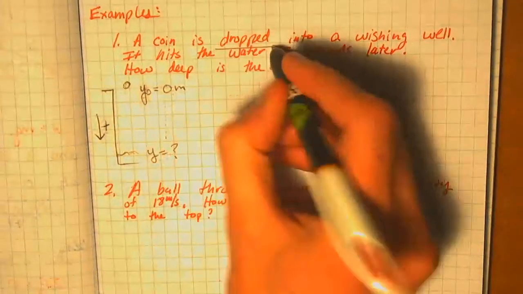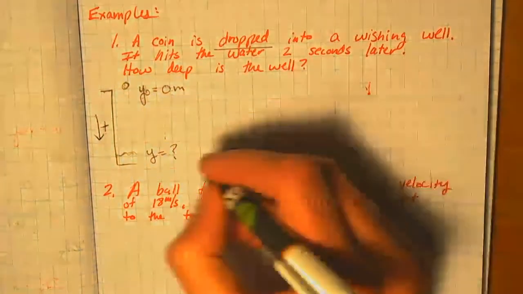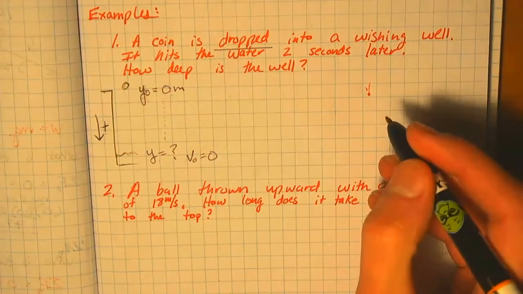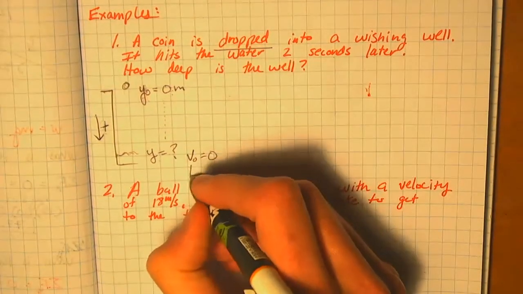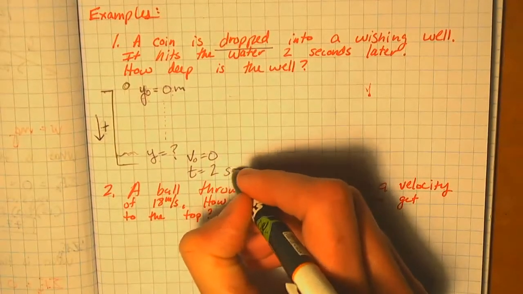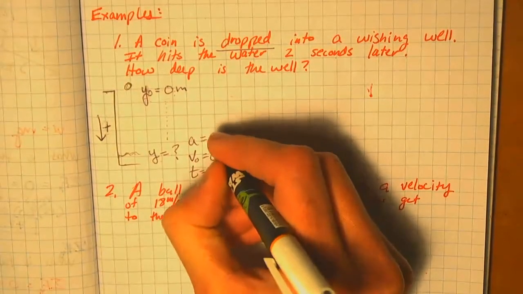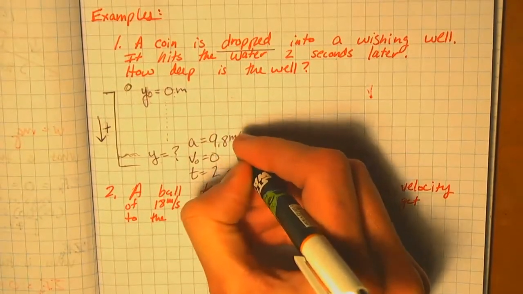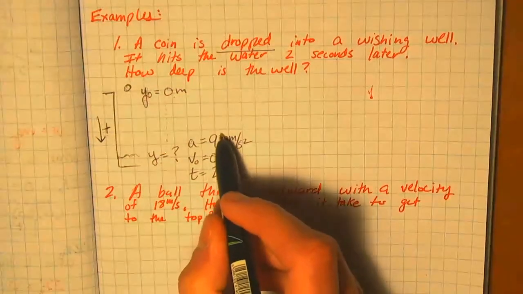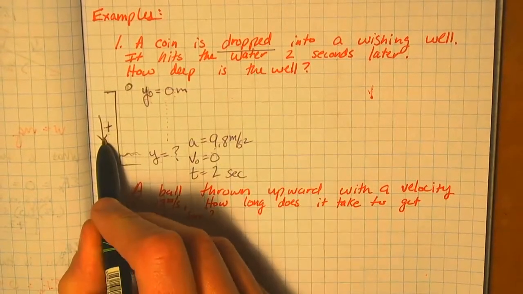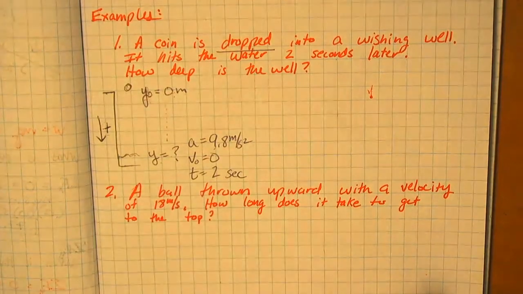It is dropped, so that tells us that v naught is equal to 0. And we know that the time is 2 seconds. And because it is falling, we know that a is equal to 9.8 meters per second squared. Note positive 9.8 because it is downward, and we just called down positive.